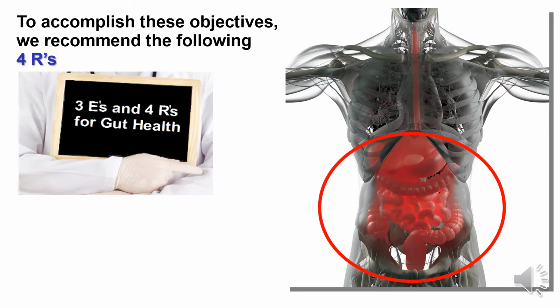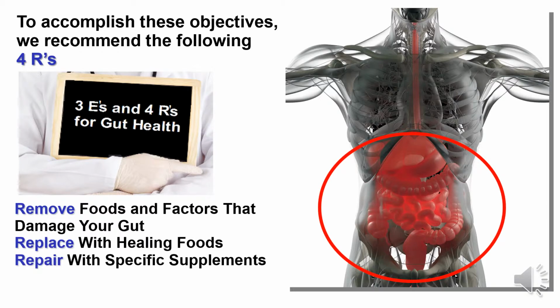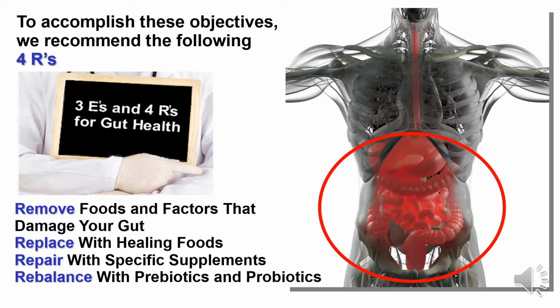To accomplish these objectives, we recommend the following 4 R's. Remove foods and factors that damage your gut. Replace with healing foods. Repair with specific supplements. And rebalance with prebiotics and probiotics.